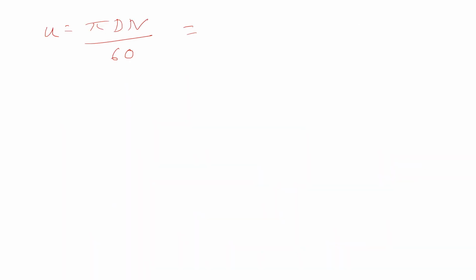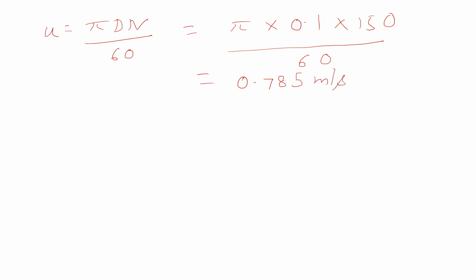We will put the values in this equation. We have diameter 0.1 and rpm is 150 revolutions per minute, that is our rotating speed. So we will get velocity as 0.785 meter per second. Now we will use the shear stress formula. Here we have all the values. We have the dynamic viscosity, we have the distance, and now we need to put in the value which we found here. So this is the difference in speed.